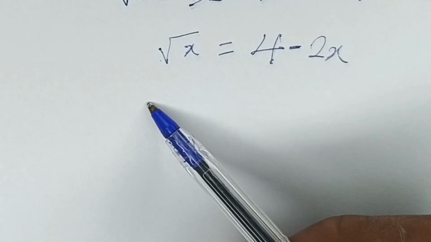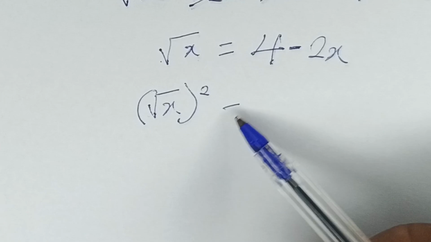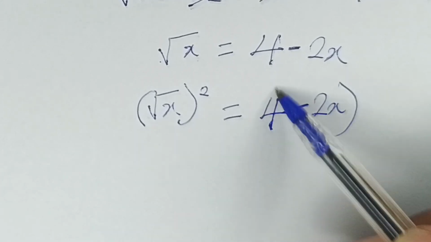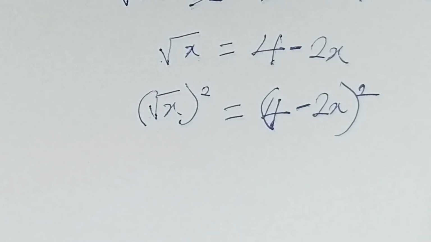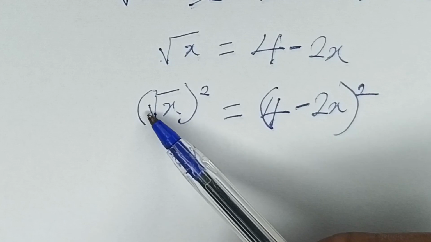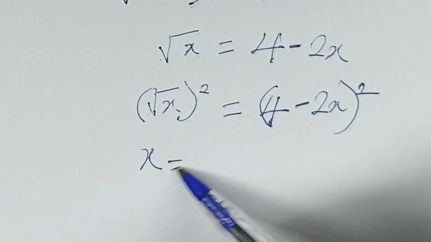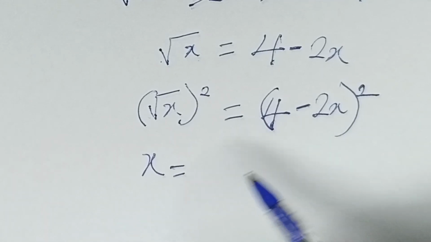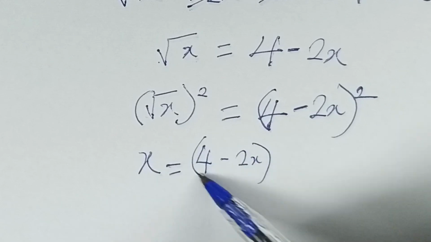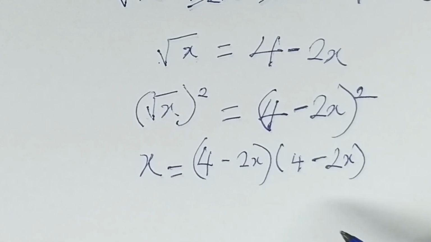So we say root of x squared is equal to 4 minus 2x all squared, alright? Now, root of any number squared is that number. So root of x squared would be x, okay? And this is equal to 4 minus 2x all squared, the same thing as 4 minus 2x times 4 minus 2x, okay?